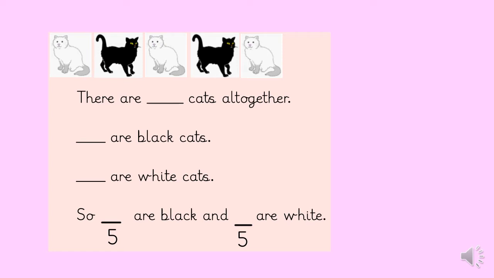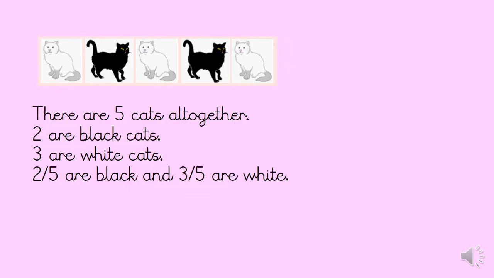So to start with, pause the video and have a try at filling in the description underneath the pictures using your knowledge of fractions. So your description should be, there are 5 cats altogether, 2 are black cats and 3 are white cats. So 2/5, 2 out of a total of 5 are black, and 3/5, 3 out of a total of 5 are white.